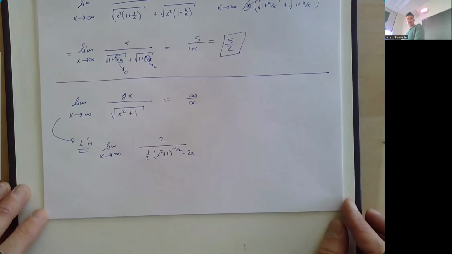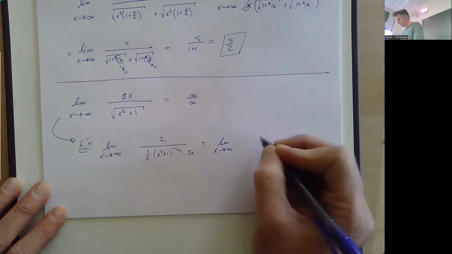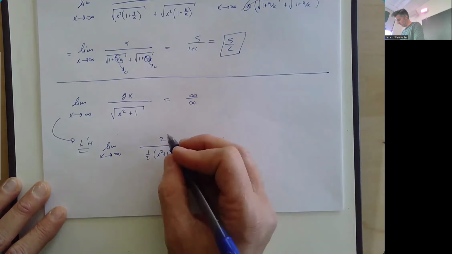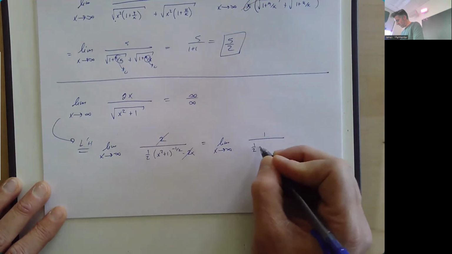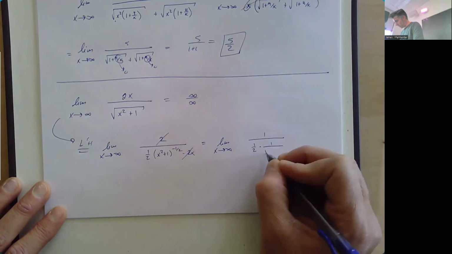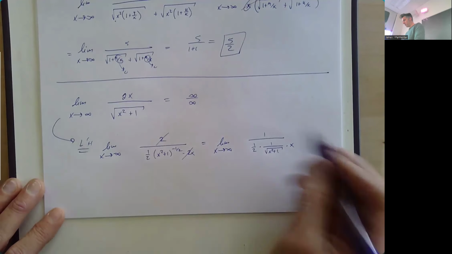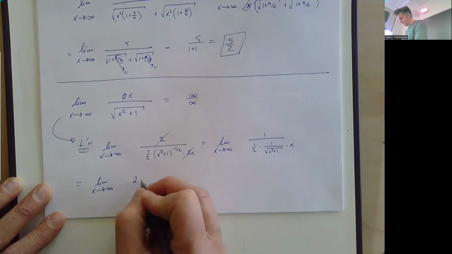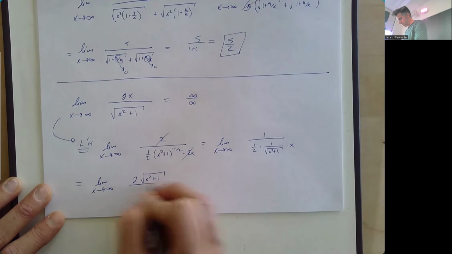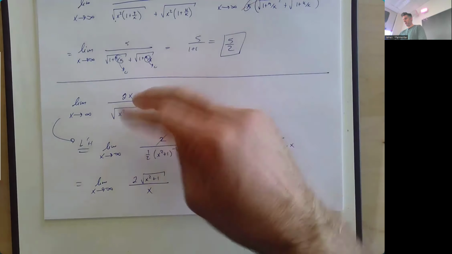Okay, but look at what this ends up being. This ends up being the limit as x goes to infinity of, let's see, the 2 can cancel with that 2 there. We've got 1 over 1/2 times 1 over the square root of x squared plus 1 times x. Or flipping and multiplying, I've got the limit as x goes to infinity of 2 times the square root of x squared plus 1 over x. It kind of looks like all I ended up doing was flipping my fraction over.